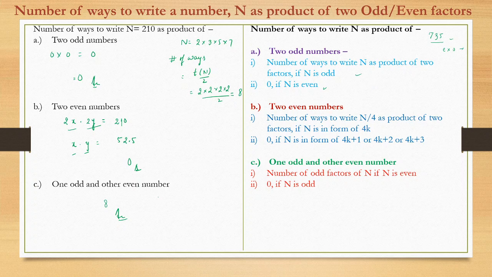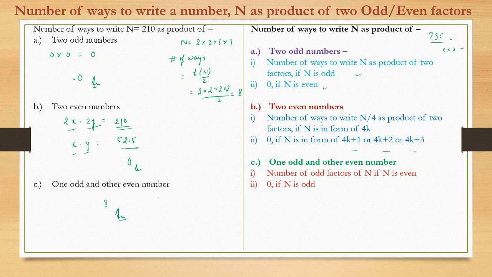Now two even numbers. We saw that if the number is not a multiple of 4, because 2 into 2 is 4, this 210 was not divisible by 4, and hence this decimal came. So unless the number is divisible by 4, or is in the form of 4k, the number cannot be written as a product of two even numbers. Only when a number is in the form of 4k can it be written as a product of two even factors. Otherwise 0, if it is in the form of 4k plus 1, 4k plus 2, or 4k plus 3.